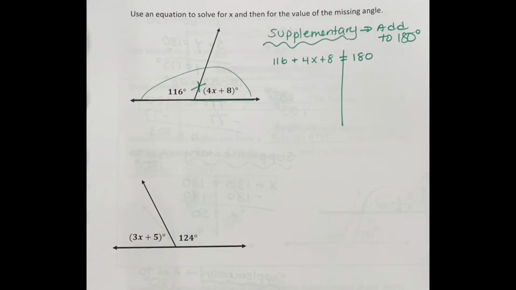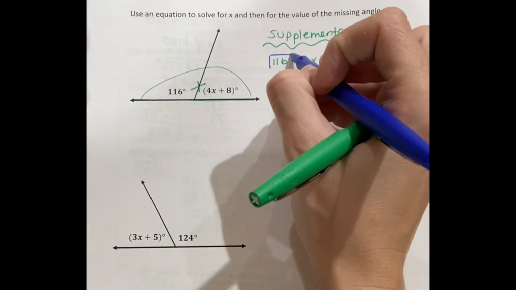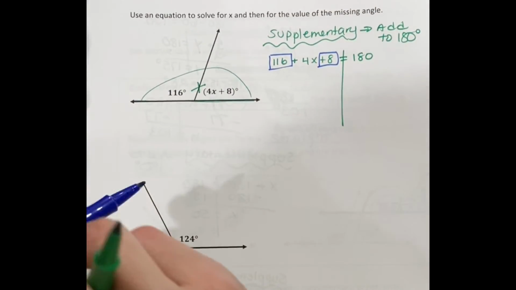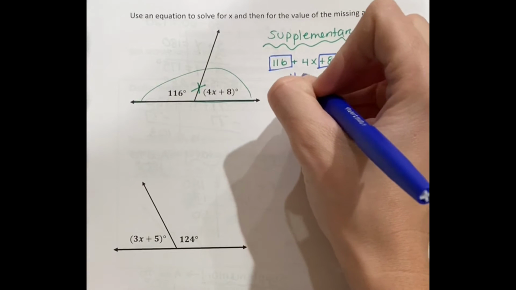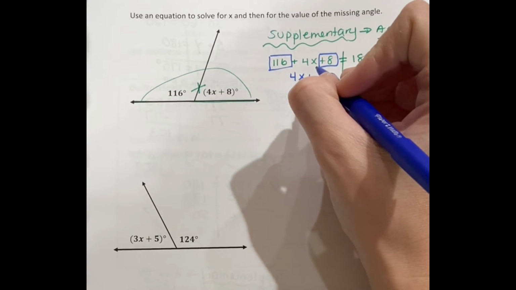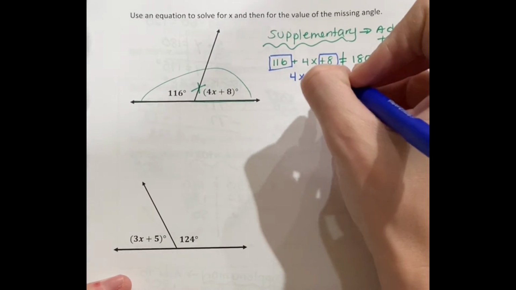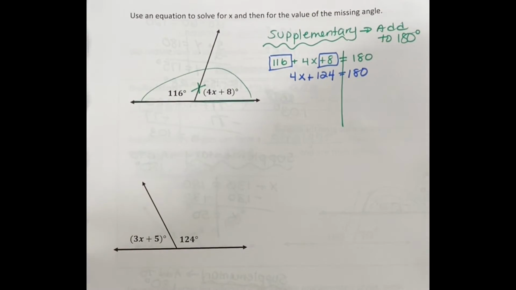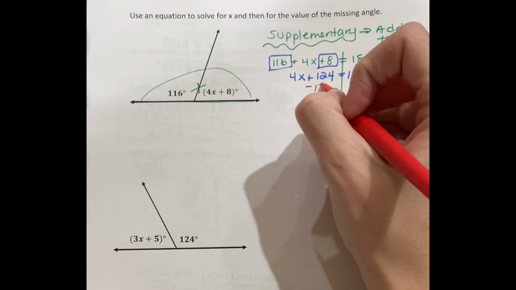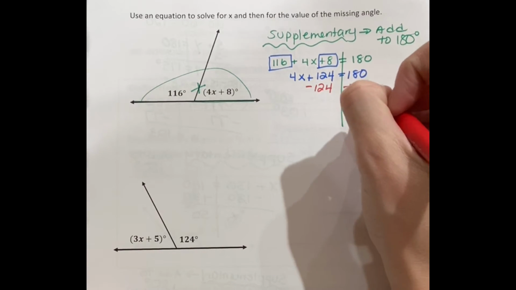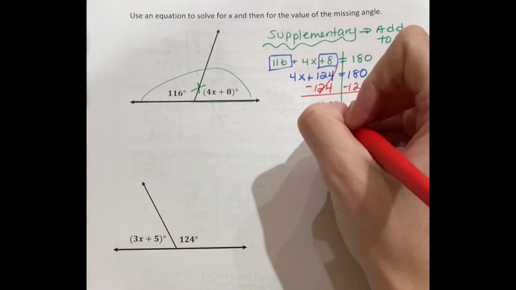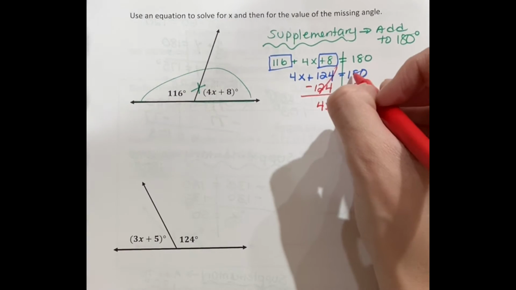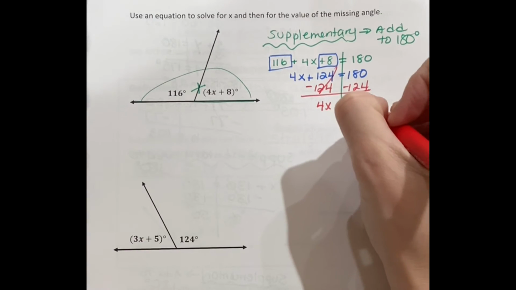So then I need to solve there. And I notice the first thing I need to do is combine my like terms. So then I end up with 4x plus, when I add 116 and 8, I get 124 equals 180 degrees. Then I need to solve. I'm going to subtract 124 on both sides. And I get 4x equals, when I do 124 subtracted from 180, I get 56.